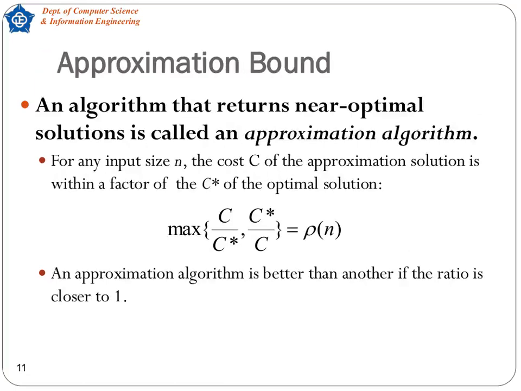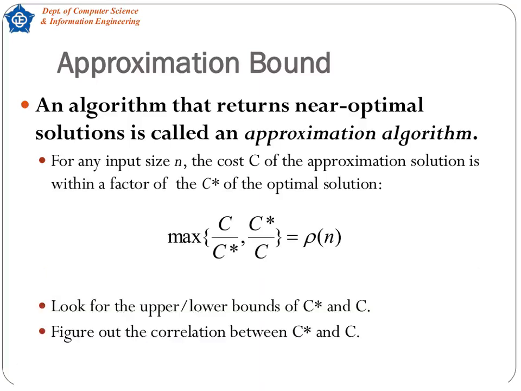Building on that, an approximation algorithm guarantees a solution that stays close to the true optimum. To see exactly how close, we compare its cost C with the optimal cost C*. We then define the approximation ratio, rho(n), as the larger of the two fractions, C*/C and C/C*. Formally, rho(n) equals max(C/C*, C*/C). The closer rho(n) is to 1, the better our algorithm approximates the optimal solution.